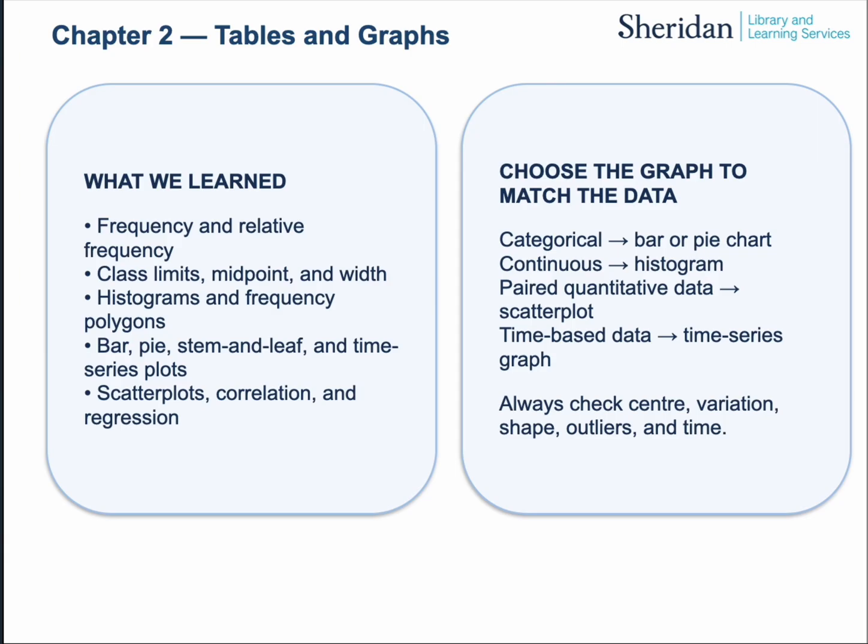Once you've selected the correct graph, the next step is interpreting it. Rather than immediately looking for calculations, try to answer a few simple questions. What is the center of the data? How much variation is there? Is the distribution symmetric or skewed? Are there any unusual values or possible outliers? These observations often tell us much more than a single numerical summary. By the end of this chapter, you should be able to not only create appropriate graphs, but also explain what those graphs tell us about the data.